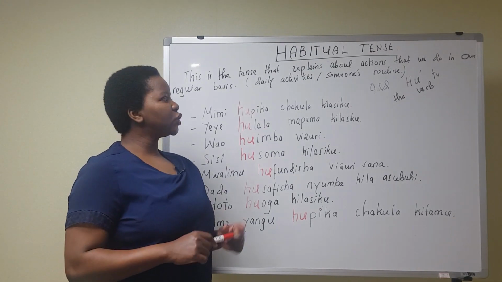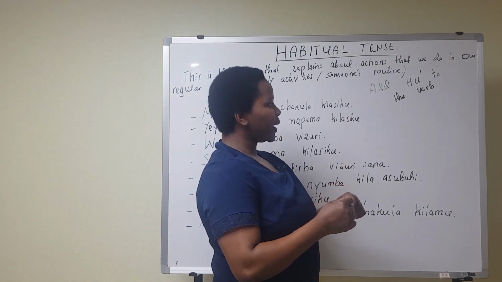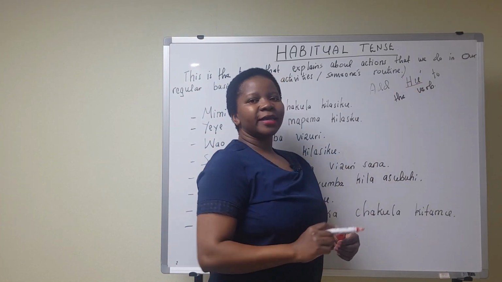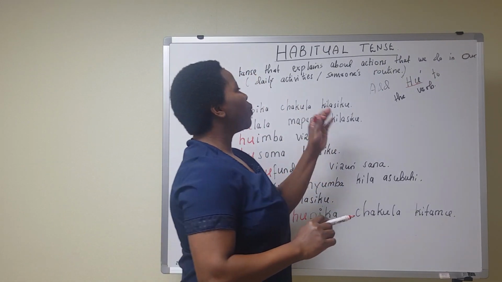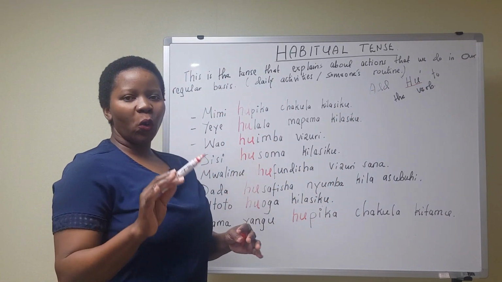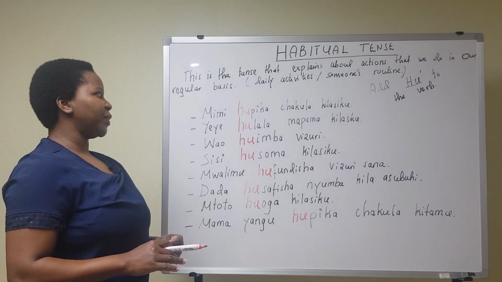So in order to make this habitual tense, we normally add "hu". So "hu" is the tense marker of habitual tense. We add "hu" to the verb. So let's see these examples here.